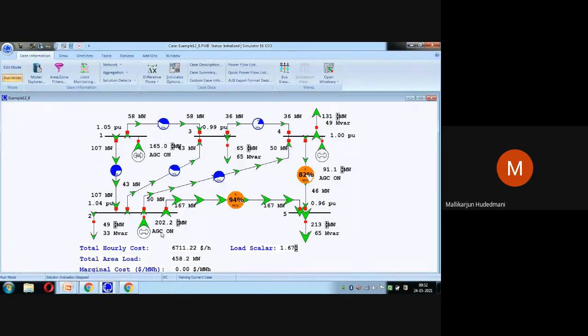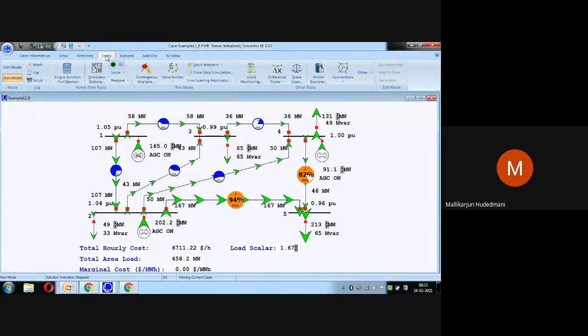If I turn off the AGC, AGC is off. How does the balance happen? Who will take the share of that? To simulate it, only the first generator, which we call the reference bus, will respond for that. That I want to project to you. Let us say first, very simple. I will just run this simulation.